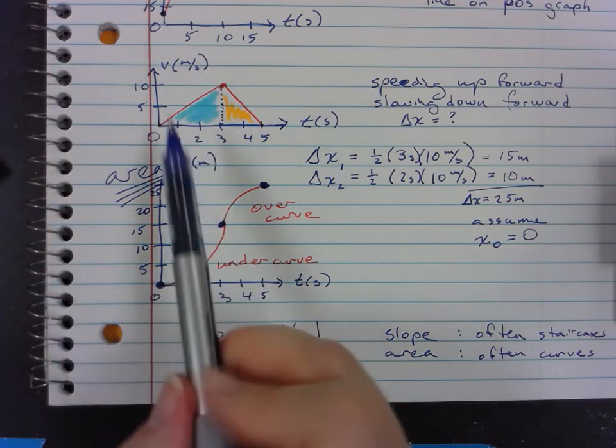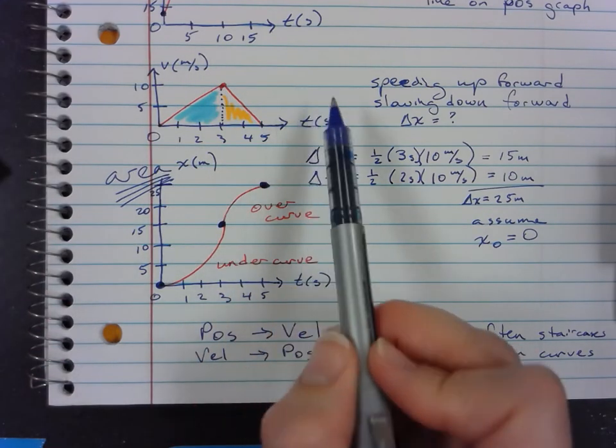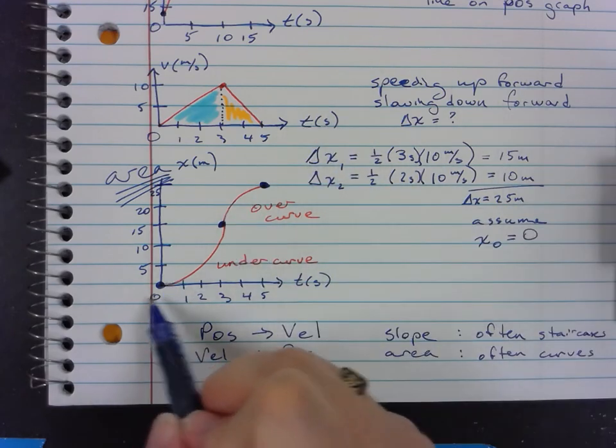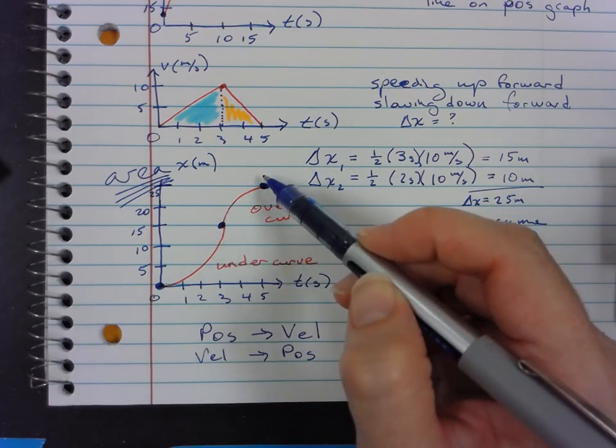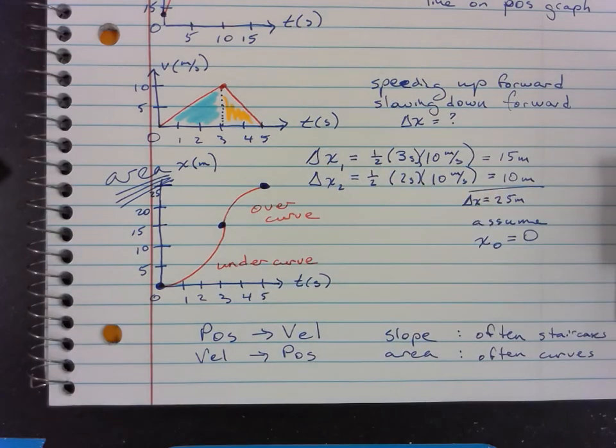We could have had in this problem here, increase in speed, keep a constant speed, then slow down. So we would have had an undercurve, a straight line for the constant velocity part, and then an overcurve. But you'll get to practice those in class today.